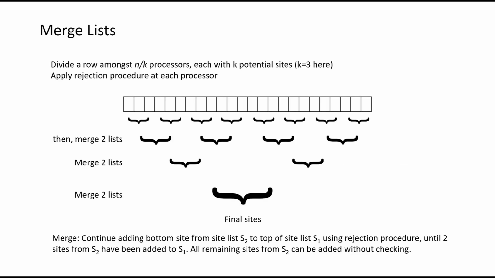There can be at most n sites on a row. Divide these sites up into lists of k sites. Apply the rejection procedure at each processor. Merge two consecutive lists using the merge procedure. Keep merging lists until we have just one list of the closest sites for a row. The merge tree has log n height, and since at most n sites can be removed from the candidates, there is order n work.